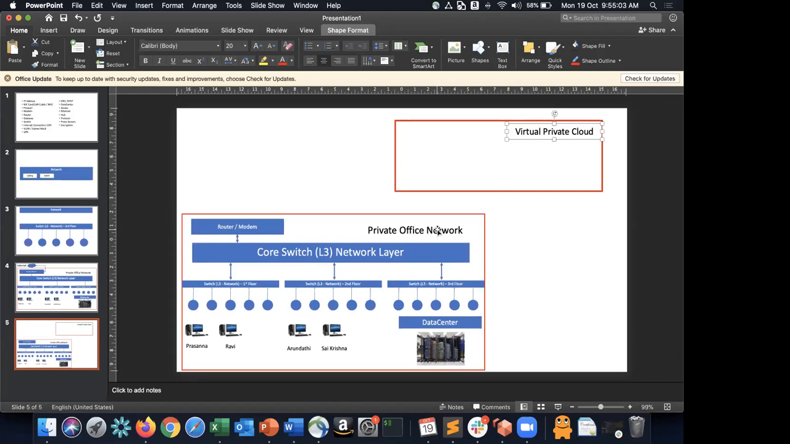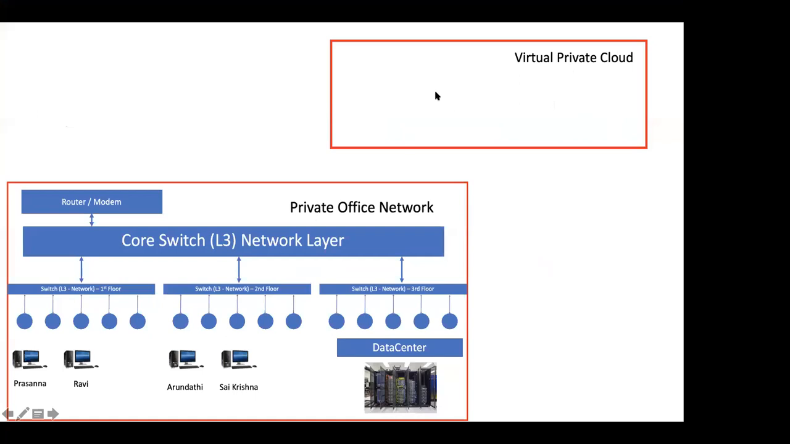Similarly, in the case of networks, or in the case of cloud as well, there is something called a virtual private cloud, right? A virtual private cloud is as good as a private network only. Like you have this private office network, your virtual private cloud is also as good as a private network. It's just that it is located at a distance, somewhere else, in a different premises, in a different geographical area altogether. But logically, it is a logical extension of your private office network.